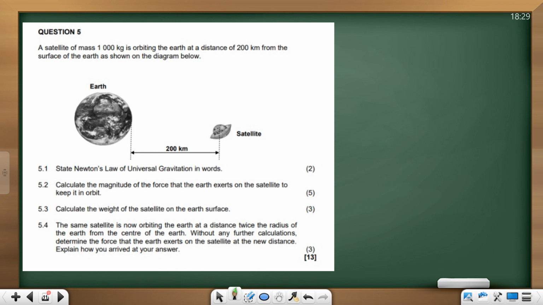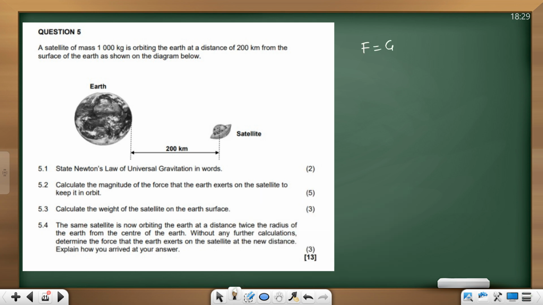Okay, let's see. A 1,000 kilogram satellite is orbiting the Earth at a distance of 200 kilometers from the surface of the Earth as shown. Be able to state Newton's law of universal gravitation. That's all in your notes. Calculate the magnitude of the force the Earth exerts on the satellite. That's basically what we did earlier on.